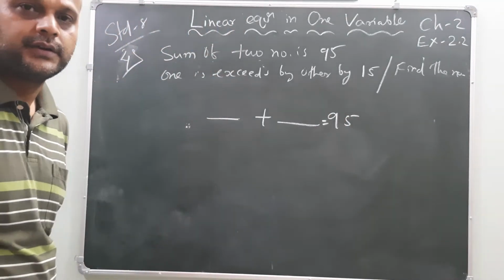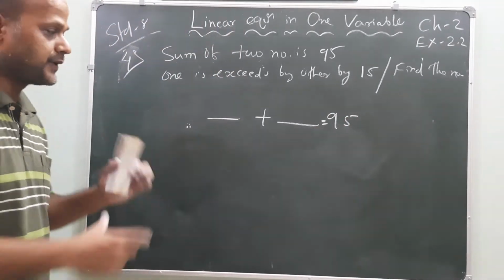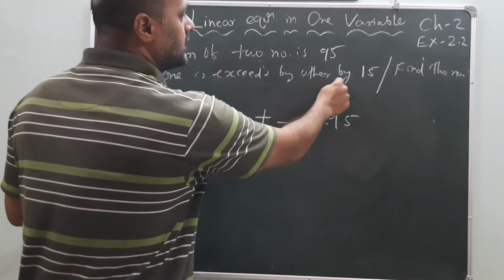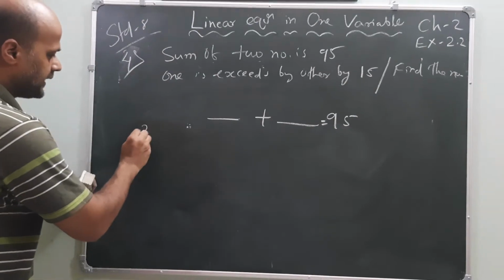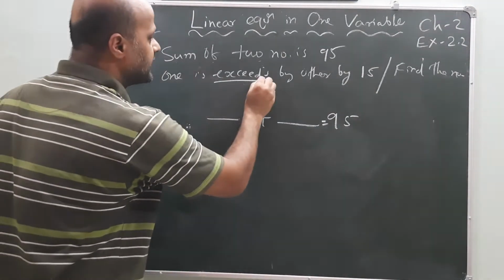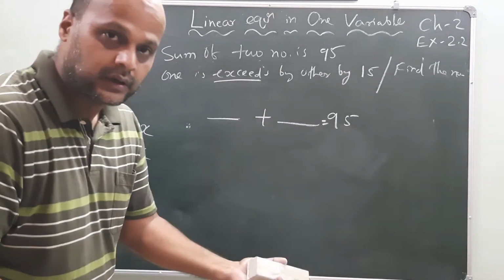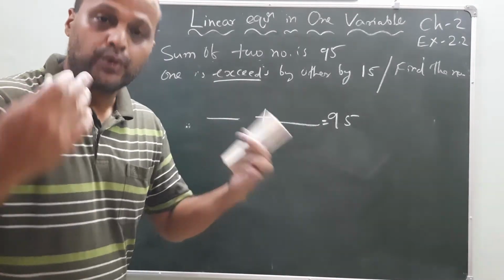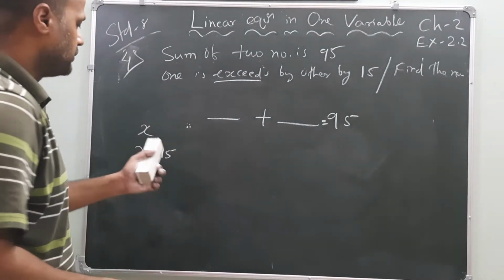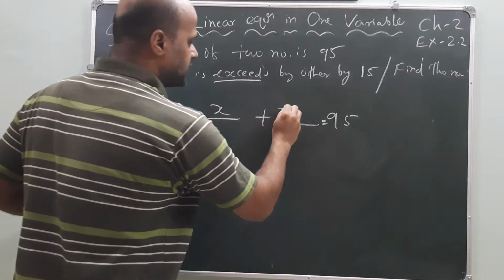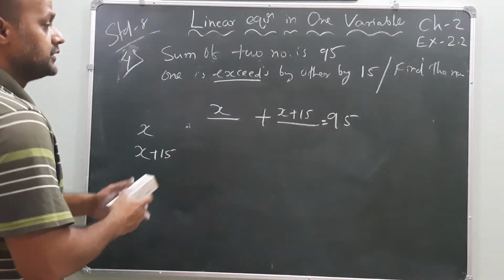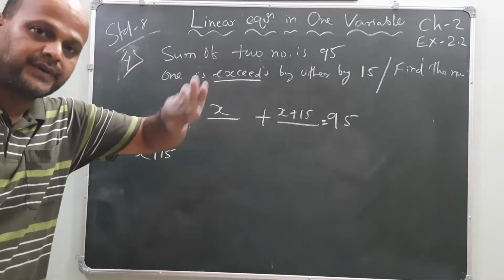Yes or no? Then we'll go step by step, so first you have to write the given. One exceeds the other by 15. If one number is x, then what will be the other? The meaning of exceed is more. Exceed means more. How much? 15. Now you have to put it like this: x plus 15. This is the equation we find out. Then how will we write it in the step by step process?